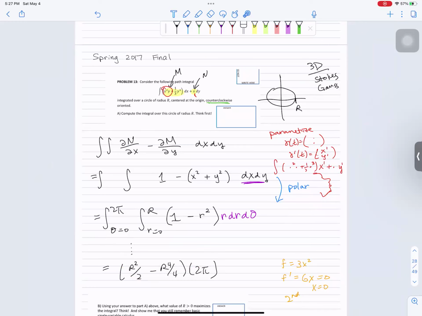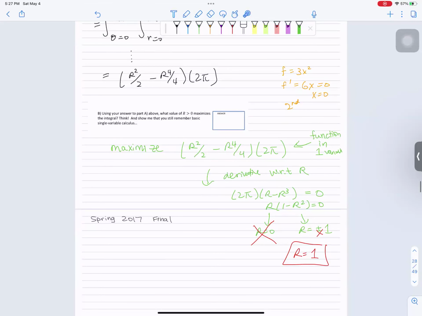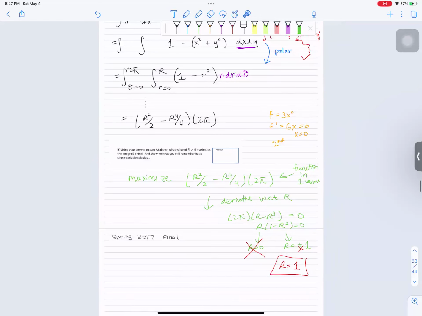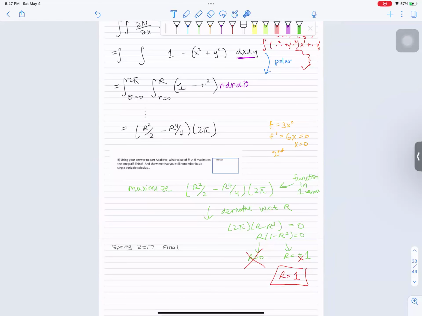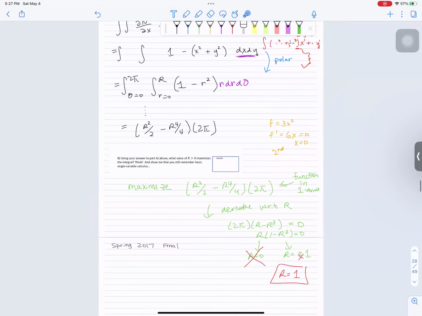How do we know that r equals 1 is a maximum and not a minimum? You could do the second derivative test, like from single variable calculus. Or you could try plugging in 1 and make sure that it's a positive number. Yeah. Okay. Other questions so far?